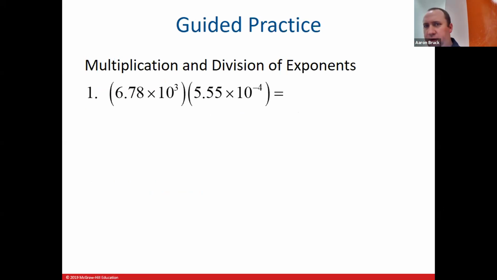So we have 6.78 times 10 to the third multiplied by 5.55 times 10 to the negative fourth. I'm going to flip my camera over to my calculator here. And of course it's backwards, so maybe I'm not going to do that.